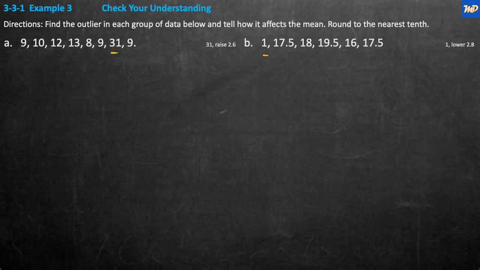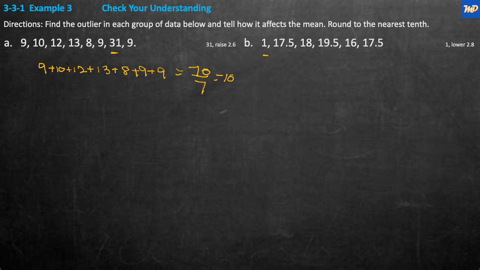So I'm going to say 9 plus 10 plus 12 plus 13 plus 8 plus 9 plus 9, and that equals, and I've done that ahead of time, 70. And there are 1, 2, 3, 4, 5, 6, 7 items. So we're going to divide by 7, and we're going to get 10.